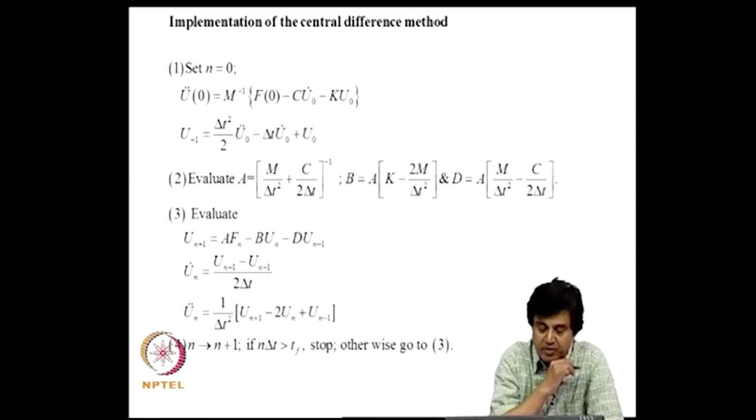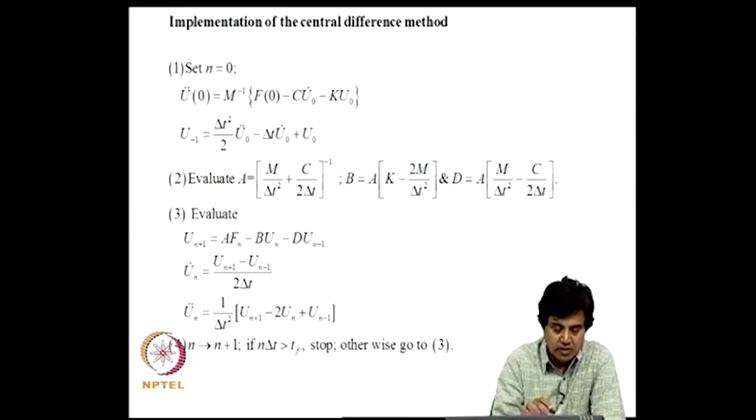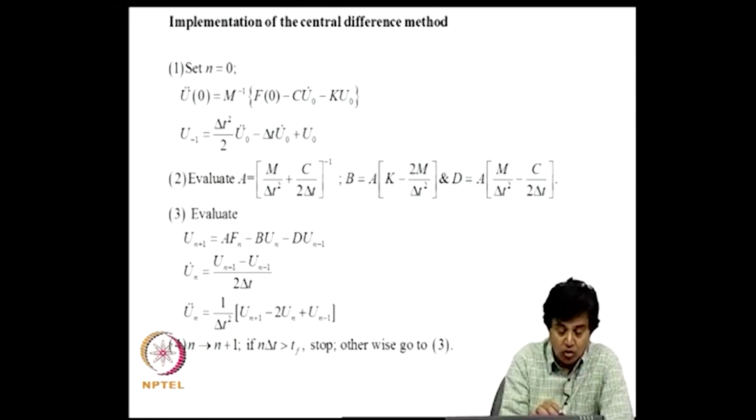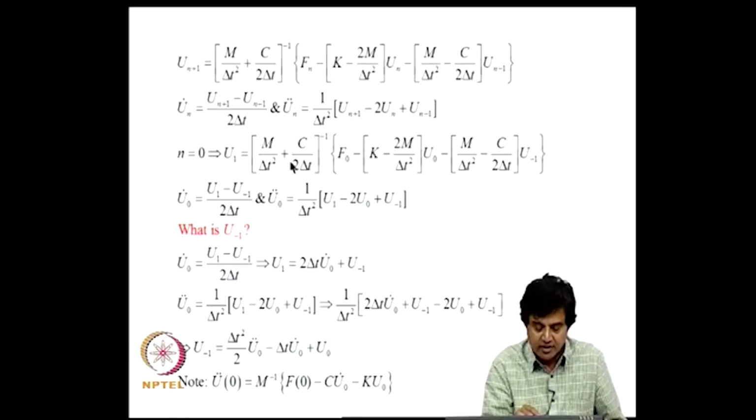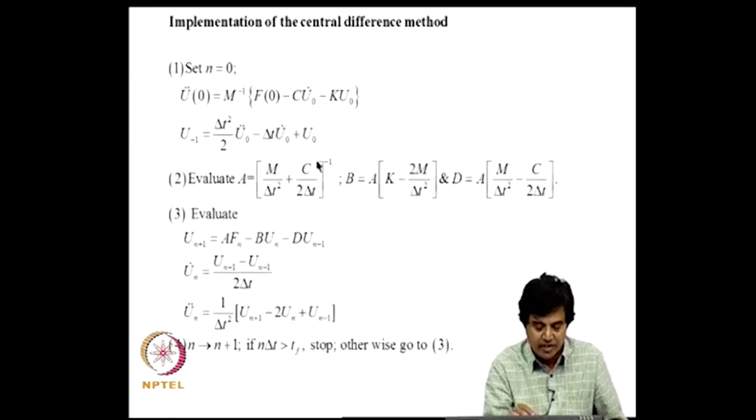Now, how do we implement this method? So, we can write now the steps. So, we set n equal to 0 and obtain u double dot of 0 from the governing equation, because we know f of t for all t. Then from this I deduce u of minus 1, which is this. Then I evaluate these matrices. I am assuming that delta t is constant for all times. That would mean the inversion of this matrix need not be done within the loops through which the time advances. So, that can be done outside.